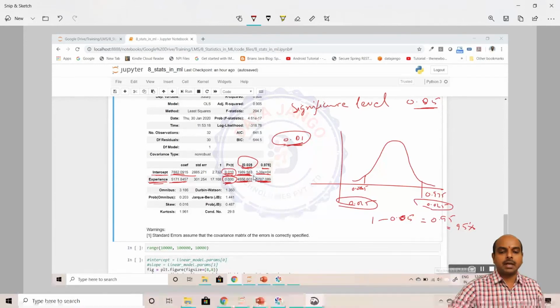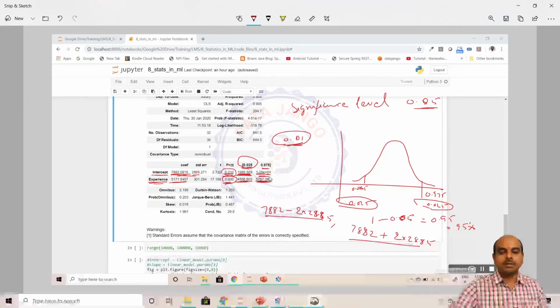So the 95% confidence interval is calculated, which is nothing but the coefficient 7882 minus 2 into the standard error, 2885, and 7882 plus 2 into 2885. When you calculate these two, you will get this number and this number.